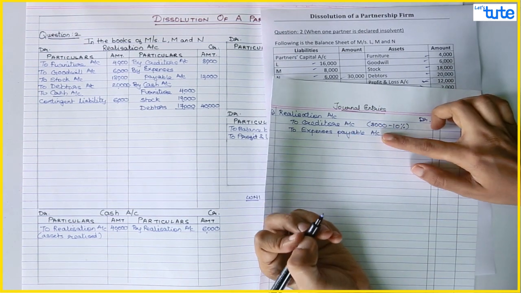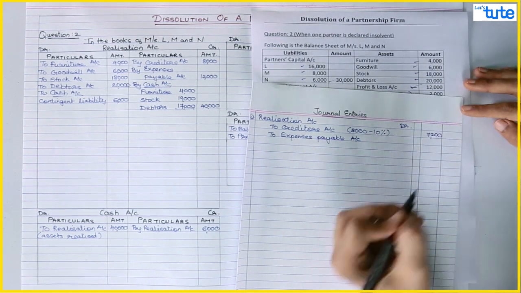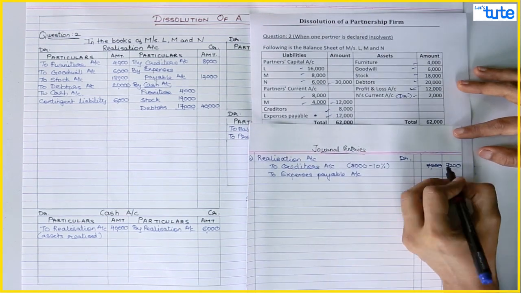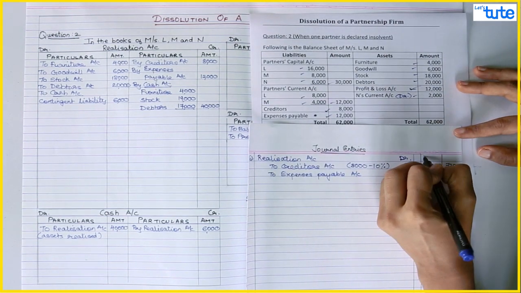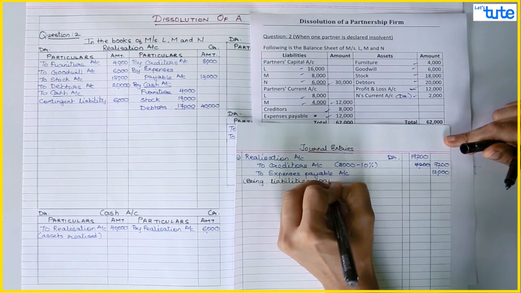So 8,000 minus 10% is 800. So this must have been paid at 7,200. Okay, this would be credited 7,200. And expenses payable is 12,000. So total 19,200 being liabilities paid off.